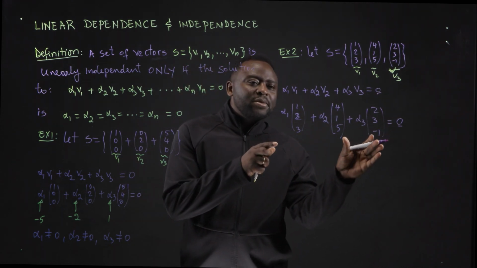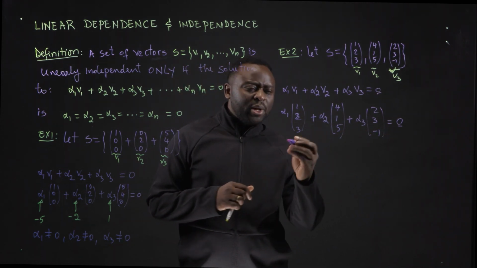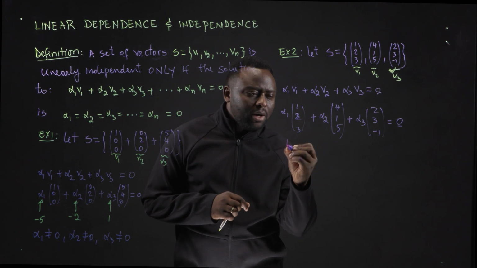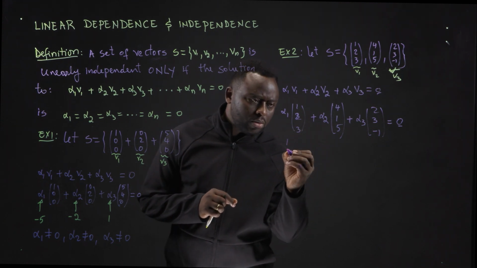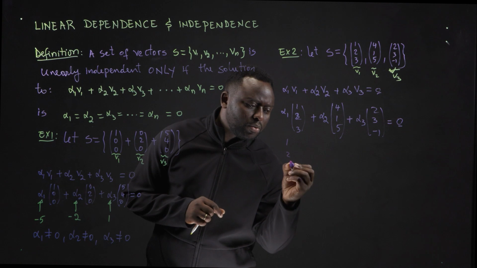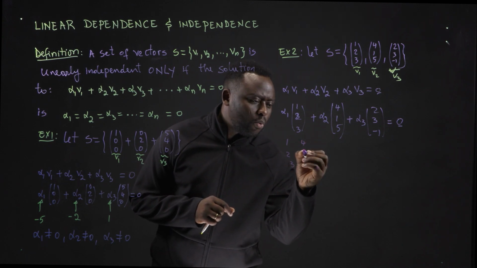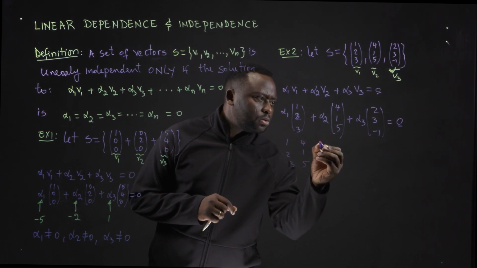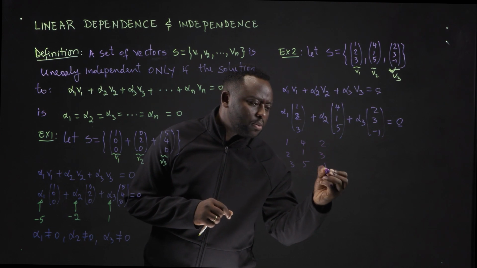All right, this system is equivalent to the following augmented matrix. We have the first column 1, 2, 3, the second column 4, 1, 5, and the third column 2, 3, minus 1.